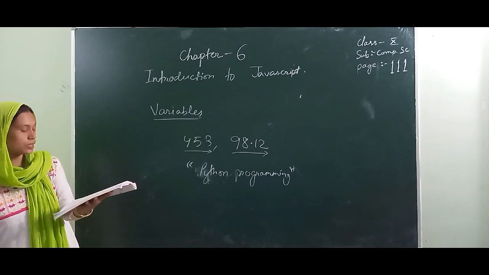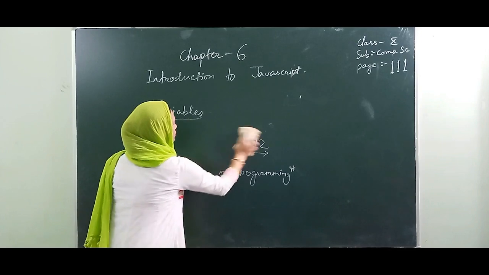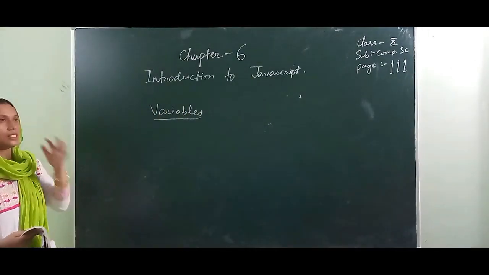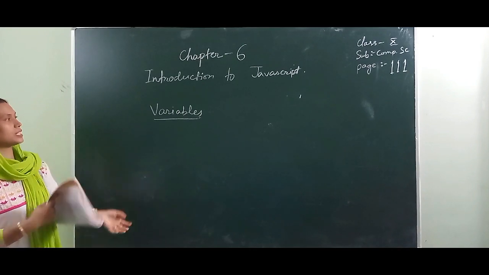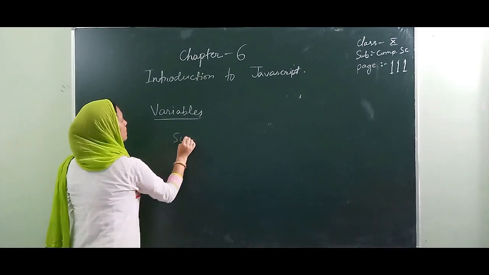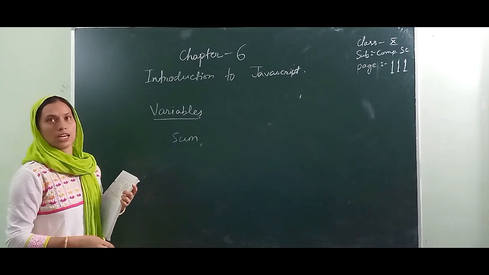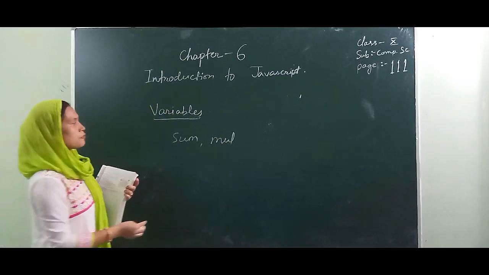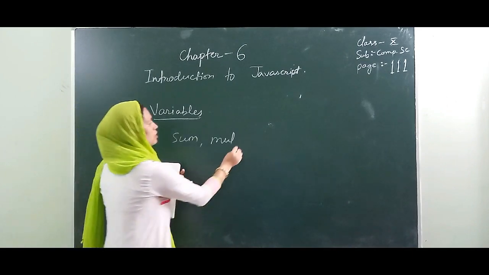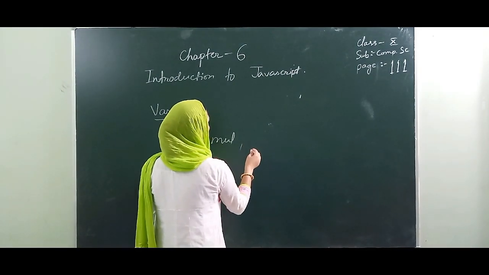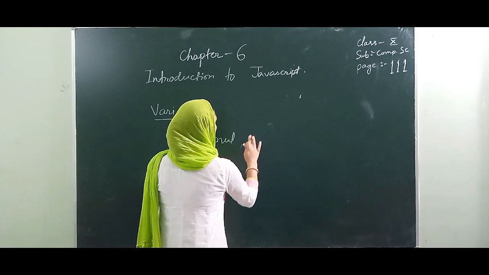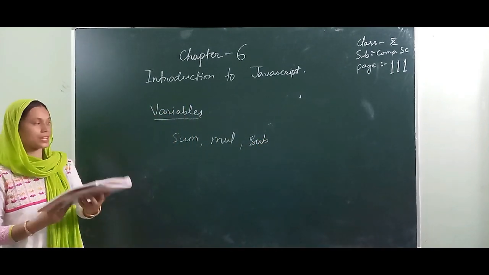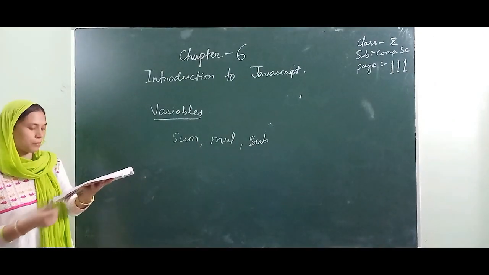Next, let's learn how to declare a variable. As we have already learned, a variable name can be anything like sum for the summation, mul for the multiplication, and sub for the subtract. Okay, these are some examples of variable names.